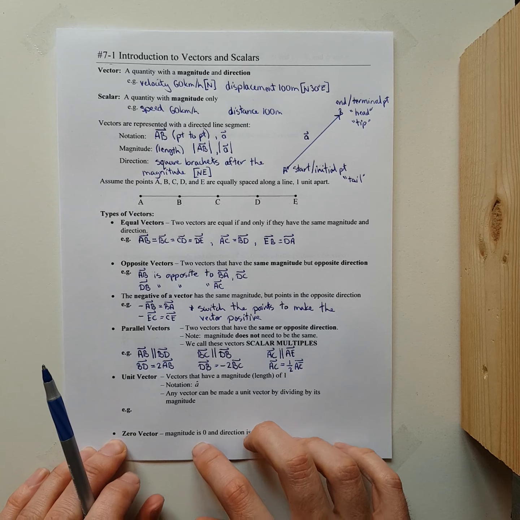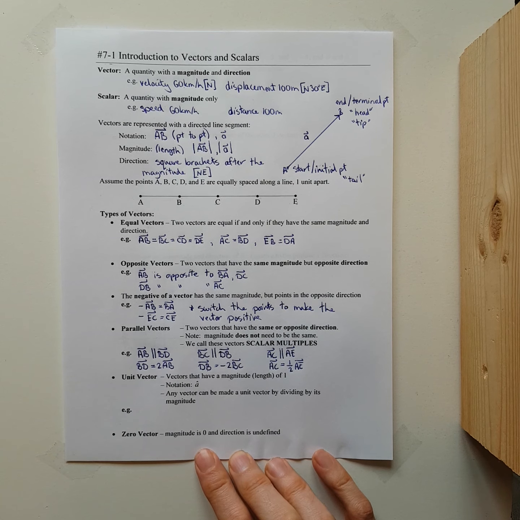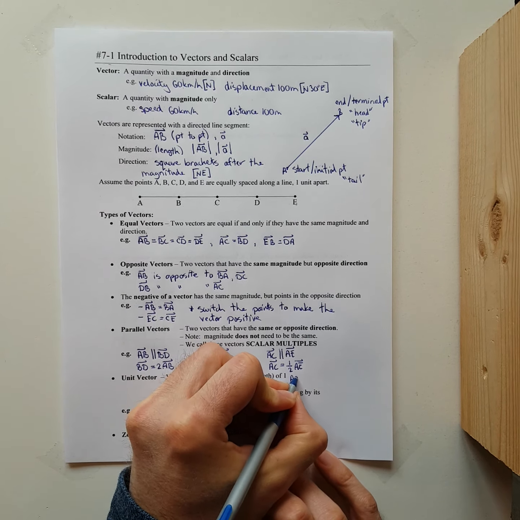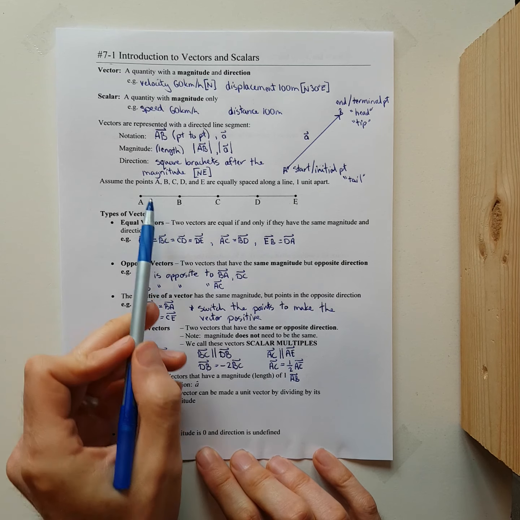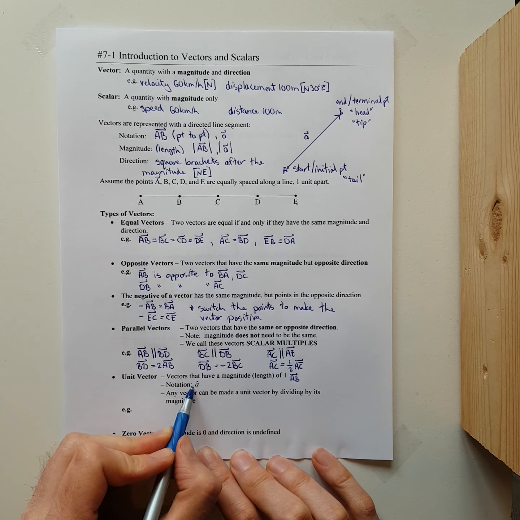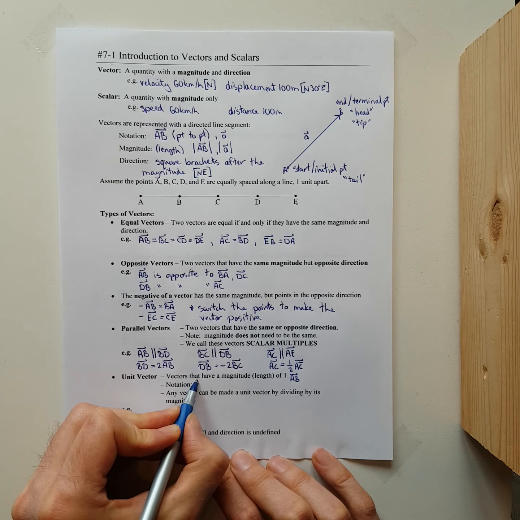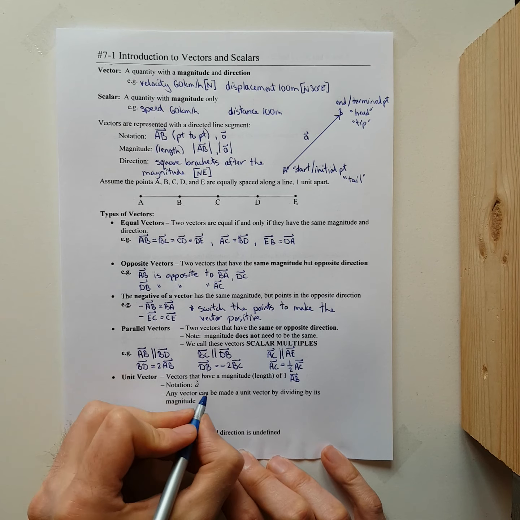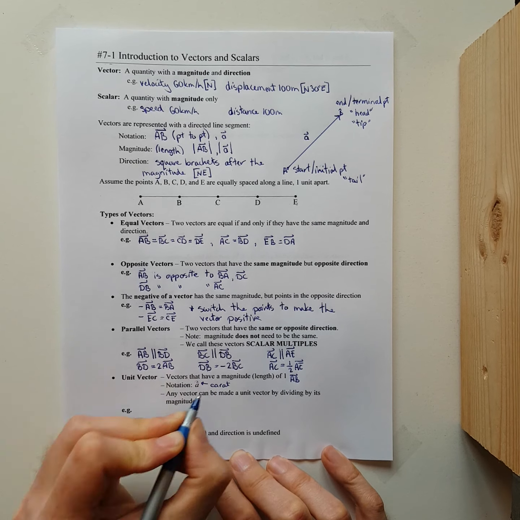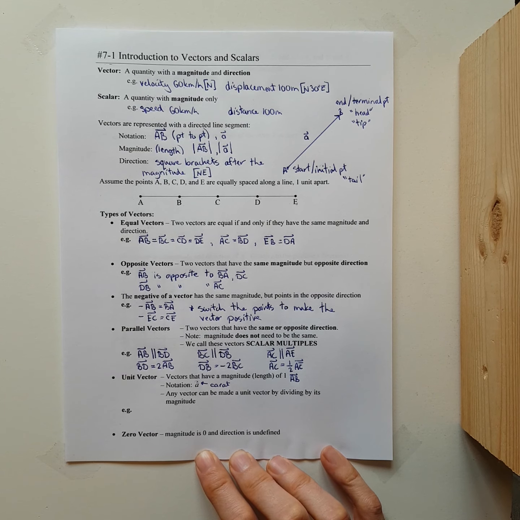Lastly, we have what we call a unit vector. Unit vectors are any vector that has a magnitude of length 1. So for example, any of these vectors here, such as AB, would be a unit vector since its length is only 1 unit long. If we use our other notation, instead of writing a little arrow on top, what we write here instead is what we call a caret. And that tells us that that vector is only 1 unit long. And lastly, any vector can be made into a unit vector by dividing by its magnitude.